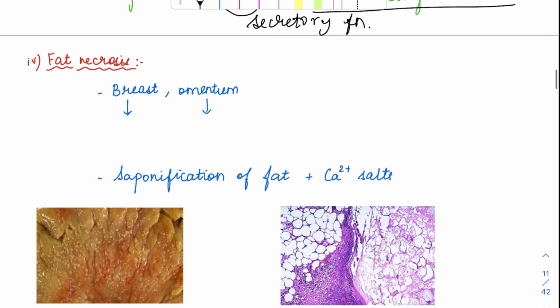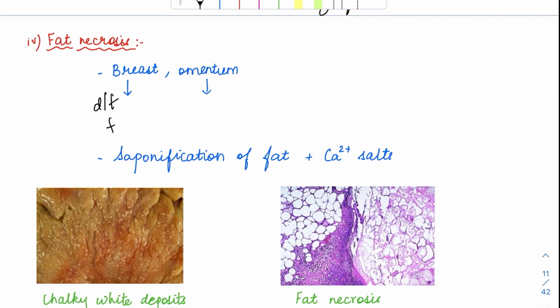Let's see fat necrosis. Fat necrosis is seen in tissues where fat is present. So where do you see fat? Breast tissue, then omental tissue. In breast, whenever there is trauma, there is going to be fat necrosis. In omentum, it is seen in acute pancreatitis.